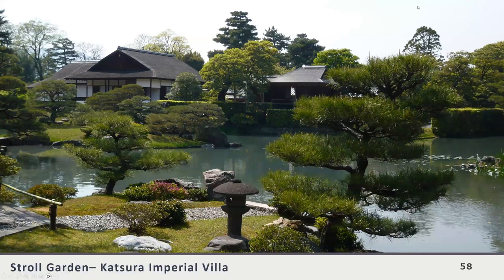So this is a picture of the Katsura Villa. This is one of Japan's most famous architectural locations. A lot of the famous architects saw this building when they went to Japan. Frank Lloyd Wright was here. Mies van der Rohe went here. Le Corbusier went here. This is where they started to become interested in Japanese architecture and the aesthetics of the gardens versus the buildings.